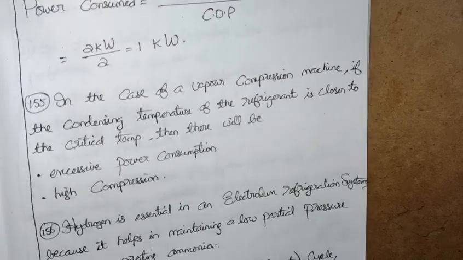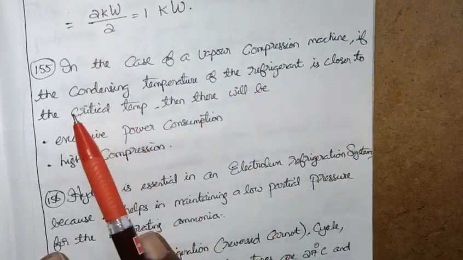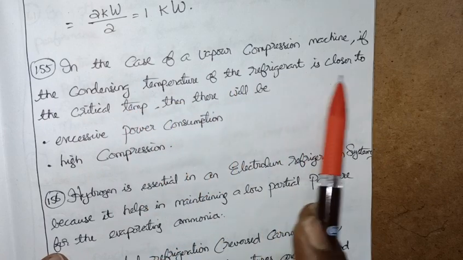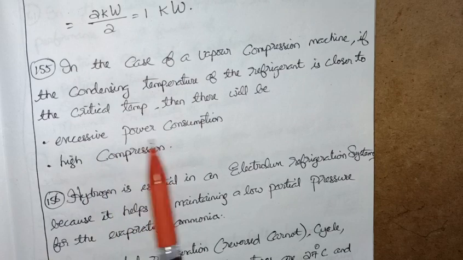Next, see here, in the case of a vapor compression machine, if the condensing temperature of the refrigerant is closer to the critical temperature, then there will be excessive power consumption, high compression.